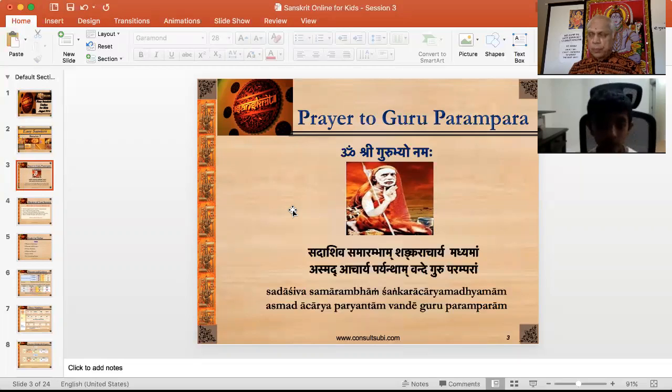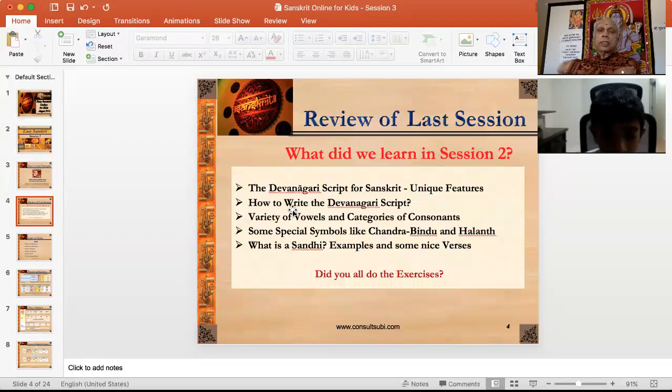So we take the blessings from all our gurus when we start studying. Now let's see what we learned in last lesson. We learned quite a few things. We learned the Devanagari script for Sanskrit, which has some unique features, like the lion on top, and it's got 13 vowels, it's got 33 consonants, and we also learned how to write it.